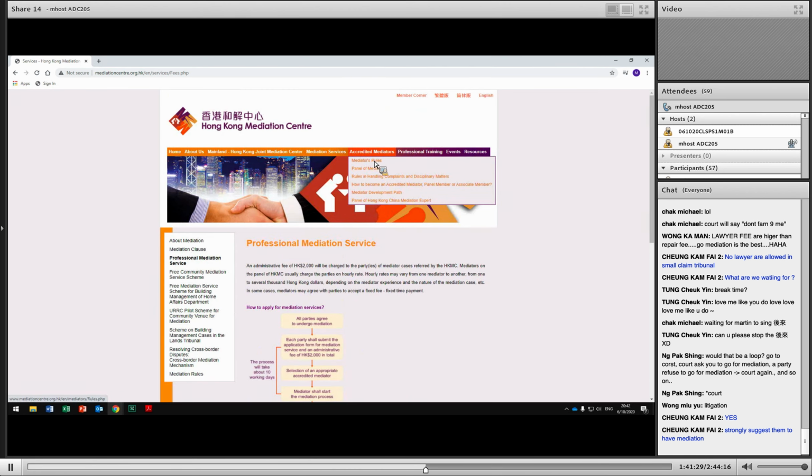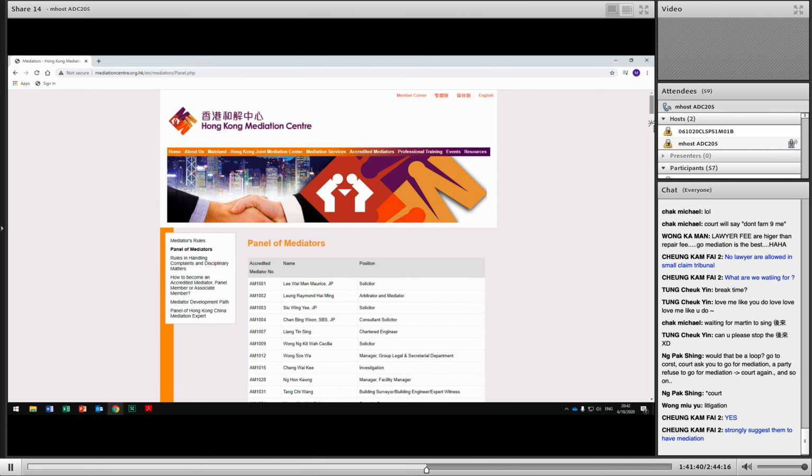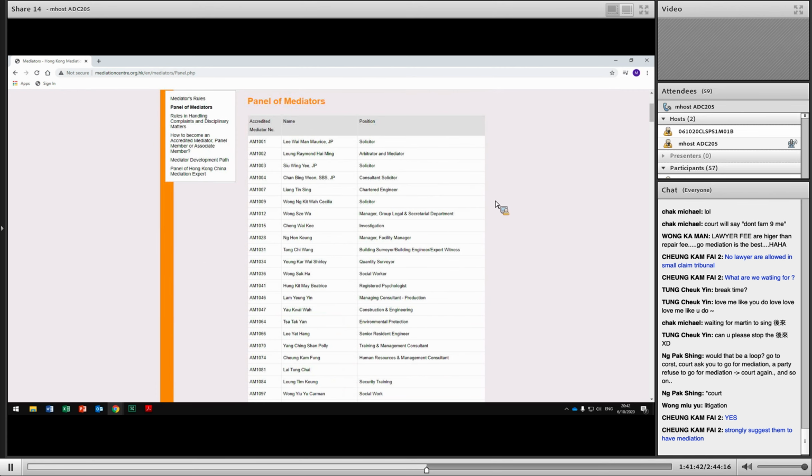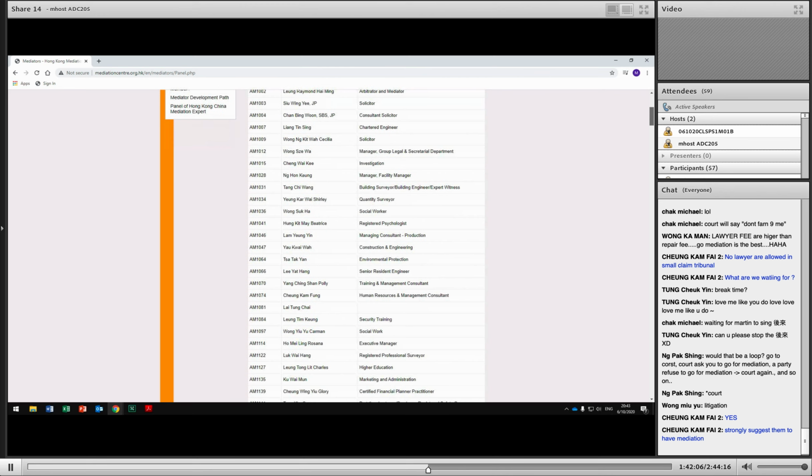Also, you can find the mediators, those people that are called accredited mediators. Accredited means that they're accredited by this center. You can find the panel of mediators. Okay. So not all of them are professionals. Some of them are lawyers. Okay. For example, Mr. Lee Wyman. Siu Wing-Yi, he's also, I think he was a council member of the Law Society. Some of them are also lawyers. For example, Chen Bingwen, Liang Tianxing. Right? Some of them are quite senior or experienced solicitors.